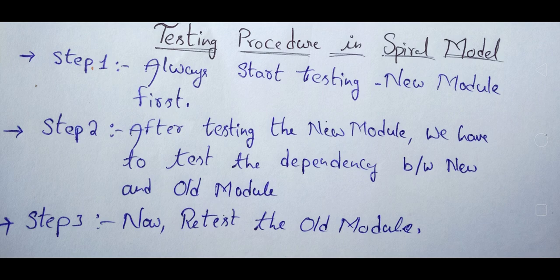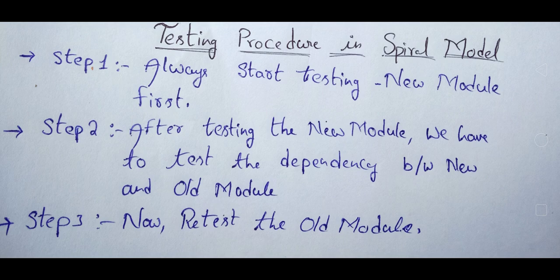Whenever we get the very first module, say we have requirements A, B, C, D. First, the developer develops module A. He gives it to us, we test it and put it aside, and A becomes the old module. He will develop another module, B, and give it to us to test. We test it. Now B becomes the new module and A becomes the old module. First, we have to test the B module, which is the new module. Then we have to test the dependency between module B and module A. After that, we have to test the old module.